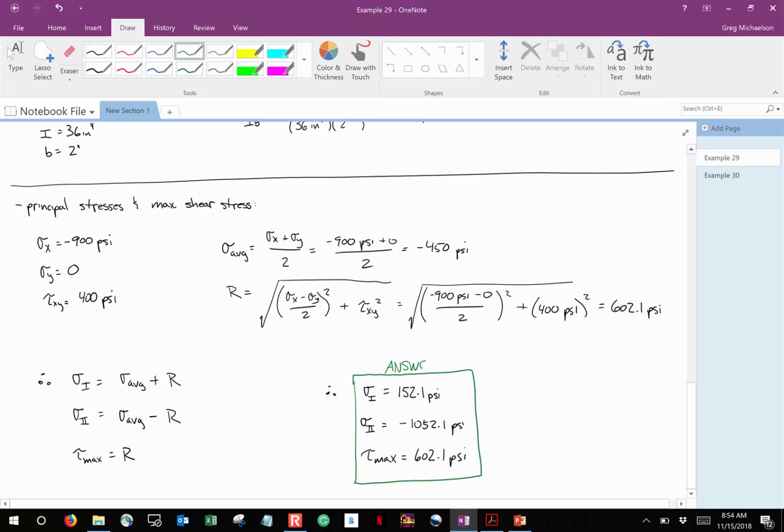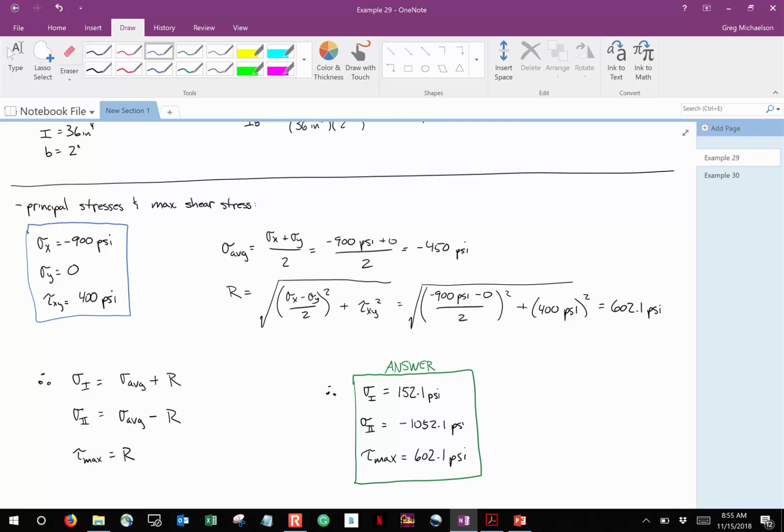And again, I think there's some really meaningful design observations that can be made from this. If all we did was look at those stresses, we would see a maximum shear stress of 400 psi, but that's not really the case. At a different orientation, we have a much larger shear stress of 602.